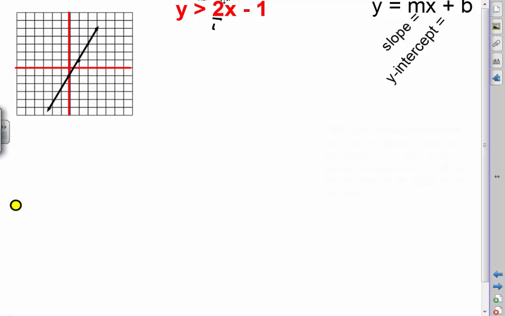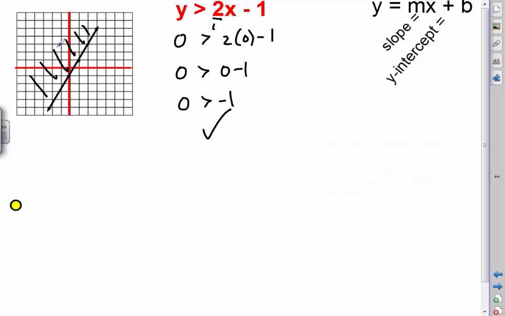And we test a point. Let's choose 0, 0 again because it's near the line. So 0 is greater than 2 times 0 minus 1. 0 is greater than 0 minus 1. 0 is greater than negative 1. Is that true? Yes, it is. So that means we shade on this side of the line.